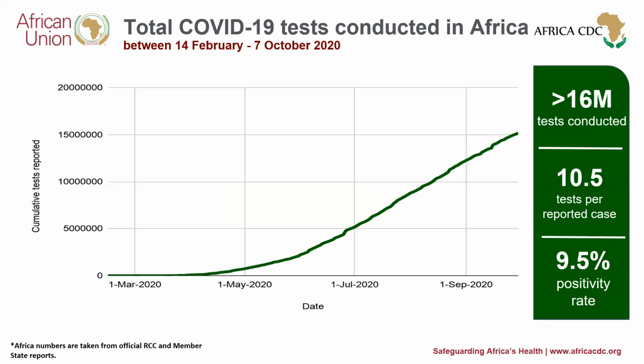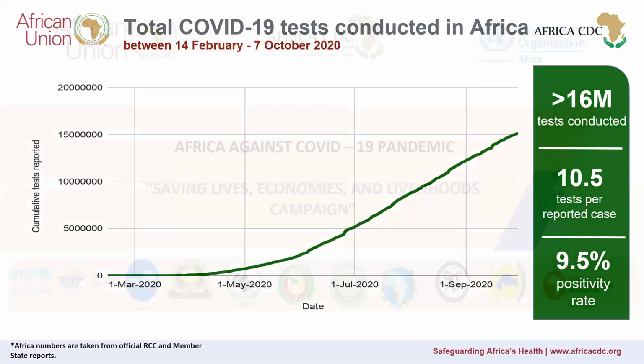This slide shows the total COVID-19 tests conducted in Africa between 14th of February till 7th of October. More than 16 million tests have been conducted, with 10.5 tests per reported case and a 9.5% positivity rate.